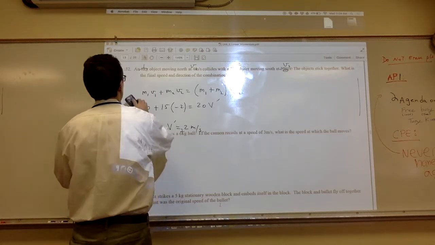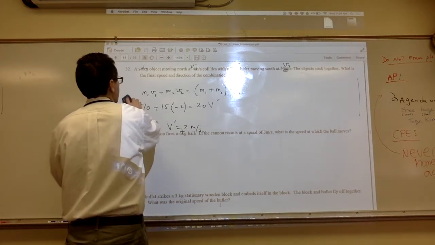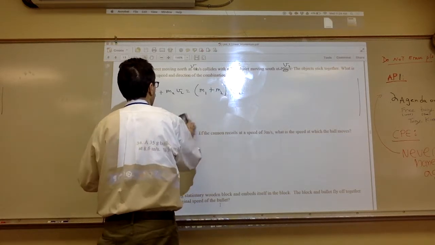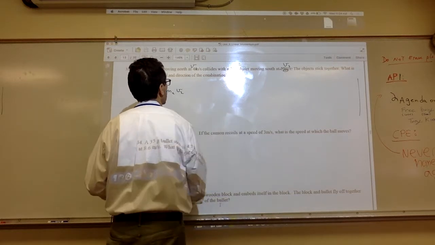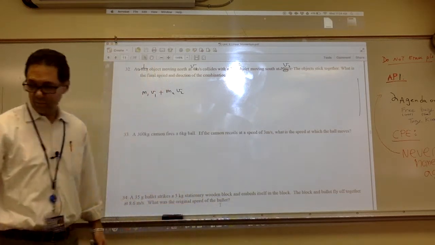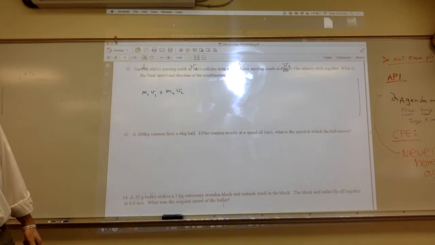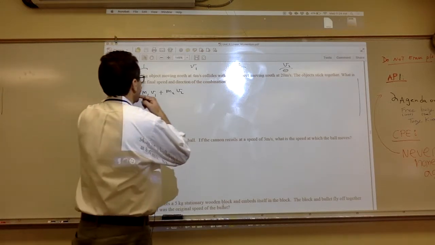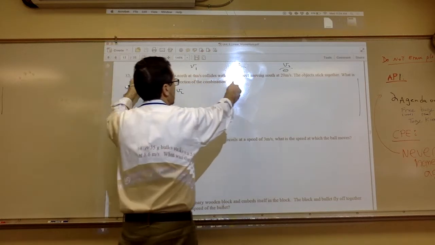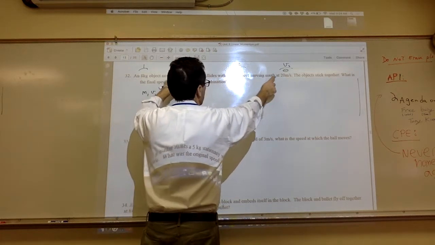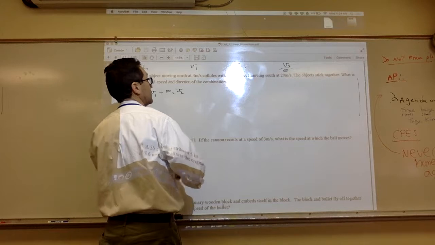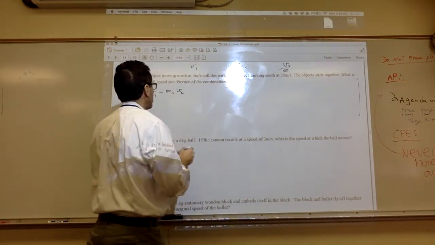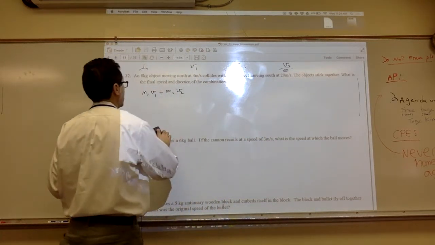Okay, let's look at number 32. So this is object 1, velocity of 1. This one is going north, this one is going south. So this has to be negative. They stick together. What's the final speed of the combination?